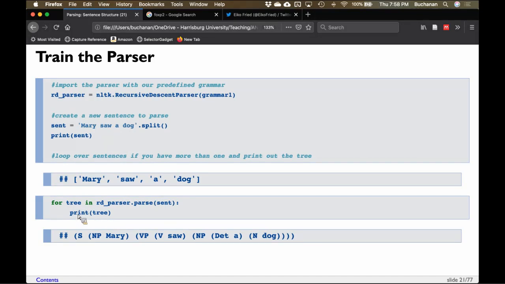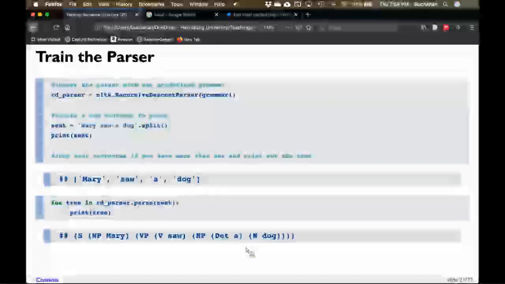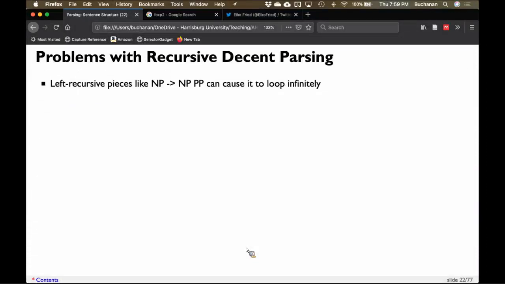Now, if there's more than one possible tree based on your grammar, this system will print them all out. If there's more than one and you just say parse, it'll print out an iterator object, which is not very useful to you. So instead, you just tell it to loop and print out all the possible trees. There are some graphing capabilities as well, but what that mostly does is break it down much like we'd expect. So sentence is the whole thing, noun phrase, verb phrase, verb, noun phrase, determinant, noun. Got too excited here. And that's how I broke it down using these parentheses.